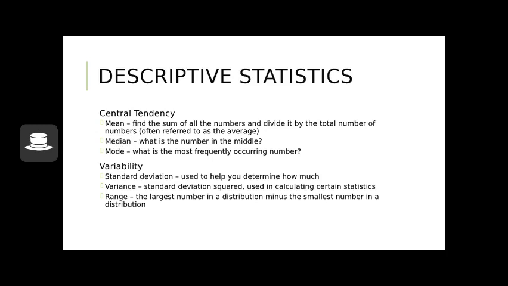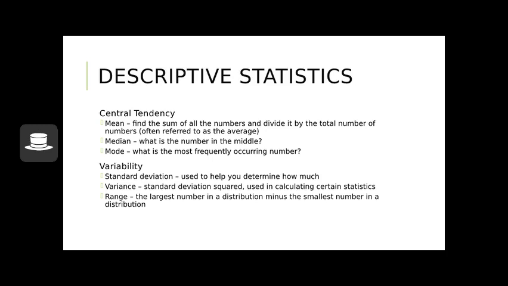When we're talking about central tendency, we have mean, median, and mode. Mean is when you find the sum of all of the numbers in a data set and divide it by the total number of numbers. So if I wanted to know what the mean score on your most recent test was, I would add all of your percentages and divide by 37. I think that's how many are in the class. And that would be the mean. I would get an average score of like 78 or something like that.